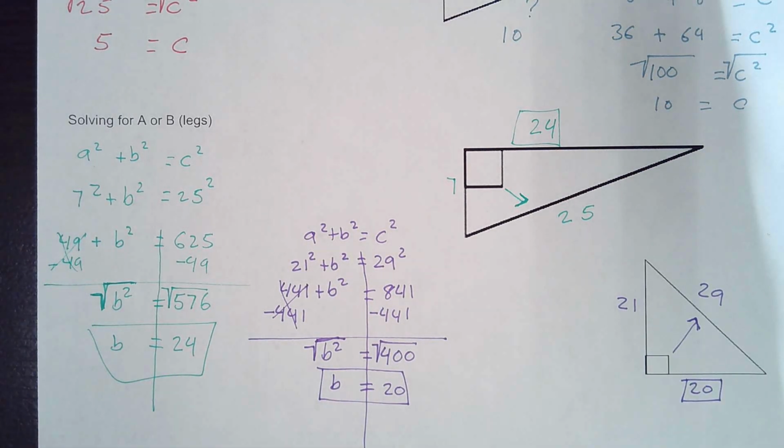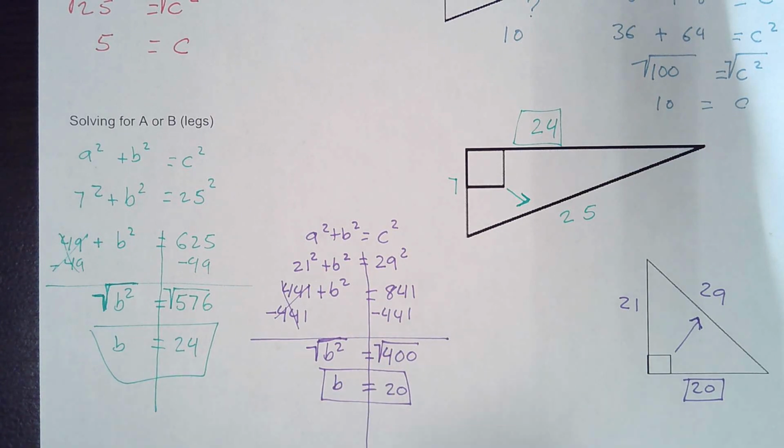All right, so that's how we use the Pythagorean theorem to solve for a missing leg value. It's the same process as solving for the hypotenuse. It's just when we get to the part where we have to solve the equation, it's a little bit more difficult, not quite as simple as when we're solving for the hypotenuse.